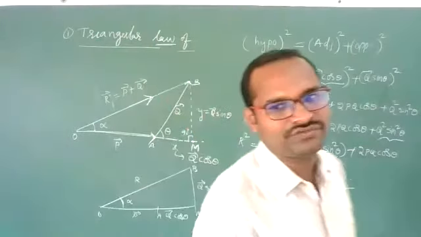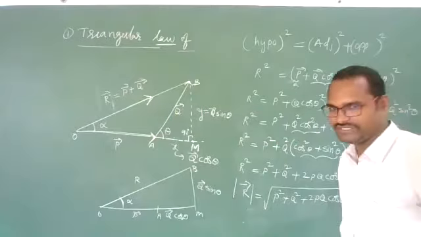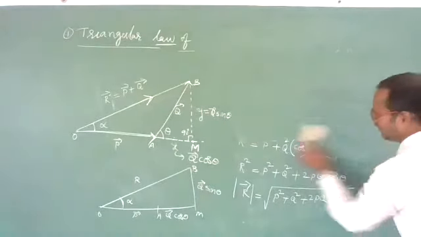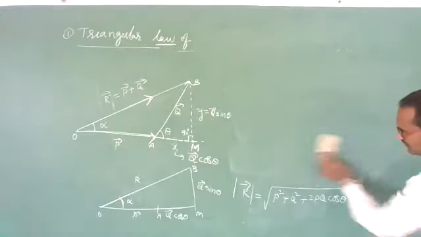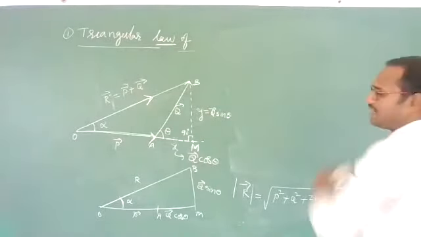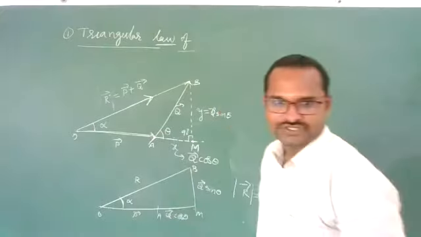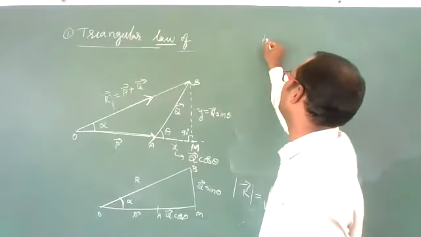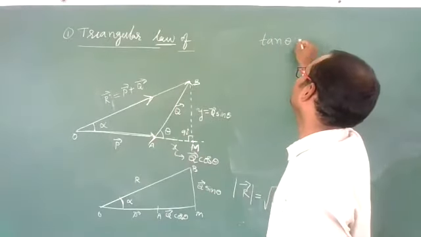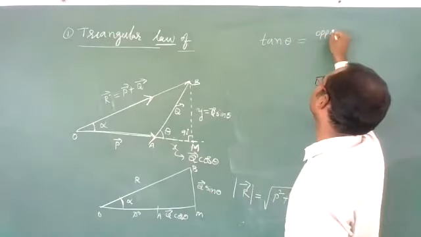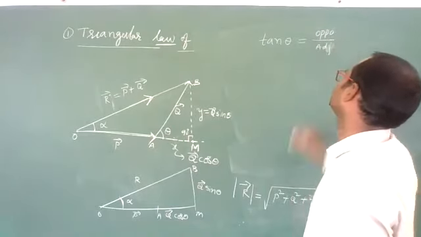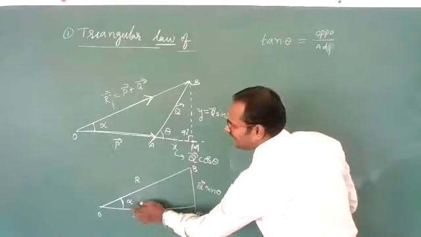How much is this alpha? We need to find it, which means what is the direction you will get? First, remember this value: r is equal to root of p square plus q square plus 2pq cos theta. Now I want this alpha. Students, you know one trigonometric ratio, that is tan theta. What is tan theta? Tan theta is nothing but opposite side divided by adjacent side, right? Now in the place of theta, alpha is there here.